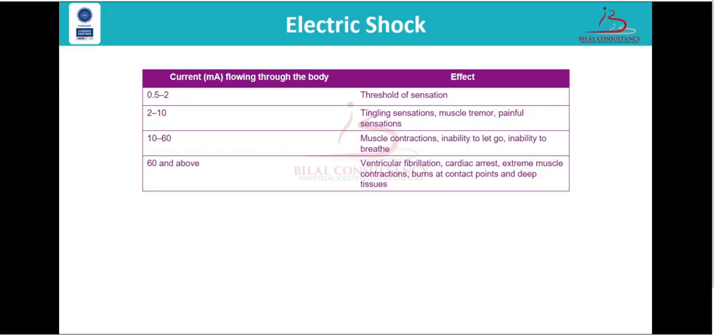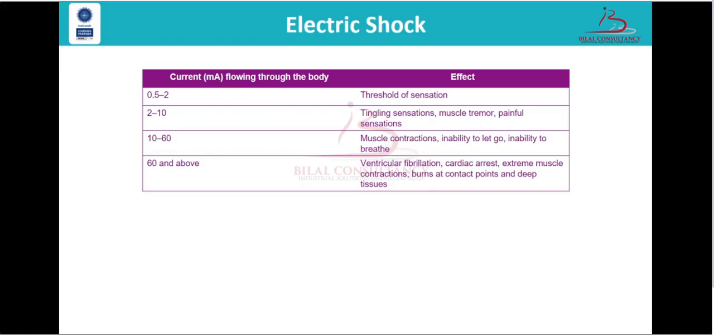The table illustrates that at very low current, less than 0.5 to 2 milliampere, no sensation is felt by the person receiving the shock. Between 2 and 10 milliampere, the current starts to flow through the body and stimulates muscle to contract. This can be felt, it can cause muscles to tremble and it may hurt. But the person receiving the shock is able to control their muscles and can let go of the live object.